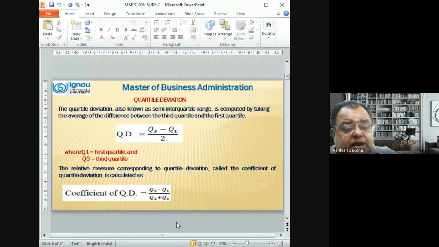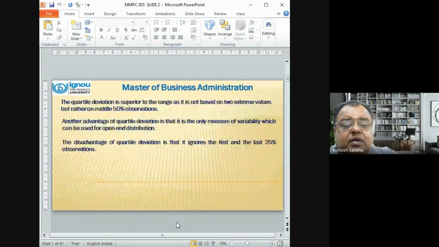Now, the relative measure corresponding to quartile deviation is called the coefficient of quartile deviation, which is equal to Q3 minus Q1 upon Q3 plus Q1. The quartile deviation is superior to the range as it is not based on two extreme values but rather on the middle 50% of observations. Another advantage of quartile deviation is that it is the only measure of variability which can be used for open-ended distributions.